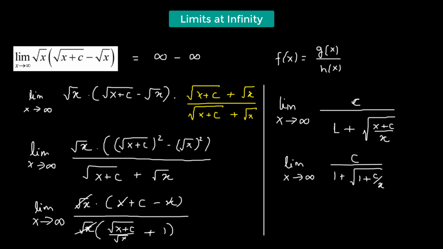Now when we do the final substitution, that gives us c over 1 plus square root of 1 plus c over infinity, which is going to be 0. So it's simply going to be 1. So we have square root of 1, which is 1. The 1 plus 1 is 2. So this is going to be the final limiting value of the given function when x approaches a very, very large number.